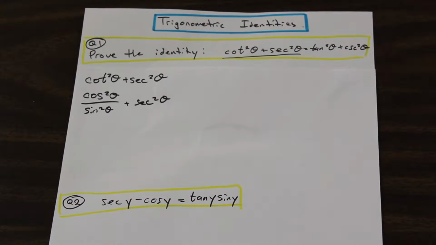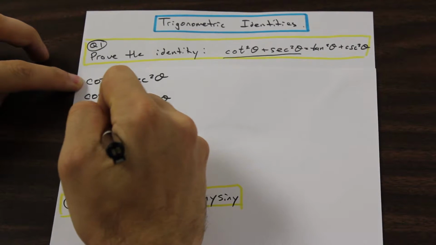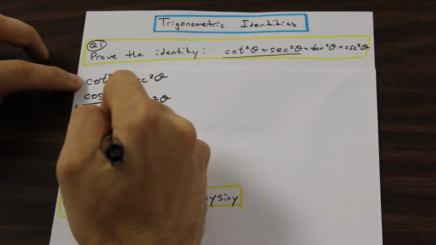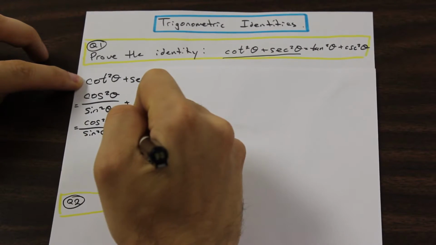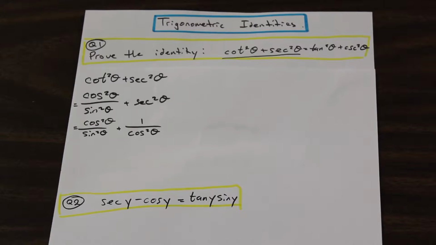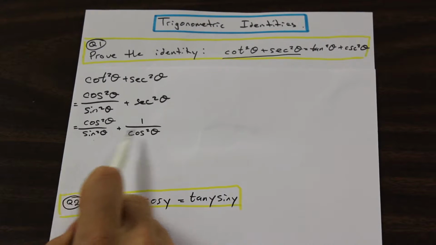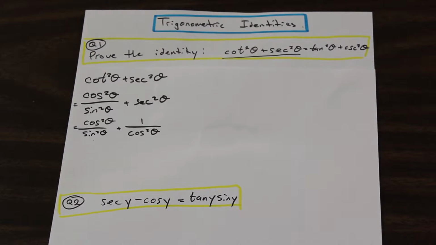I also know from the identities page, and keep that open in a separate window while you're watching this so you know what I'm talking about, that secant squared theta is 1 over cosine squared theta. So let's write that out. We have cosine squared theta over sine squared theta plus 1 over cosine squared theta. I guess we're getting somewhere. What can we do here to manipulate this and make it a little simpler? I'm thinking maybe we can combine these two and create a common denominator between these two fractions to bring it into one fraction and see if that helps.